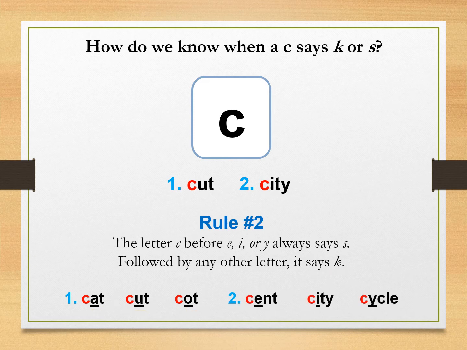Let's read Rule 2 together. The letter C before E, I, or Y always says S. Followed by any other letter, it says K. I'll read it one more time. Say it with me, please. The letter C before E, I, or Y always says S. Followed by any other letter, it says K. Let's look at some examples.